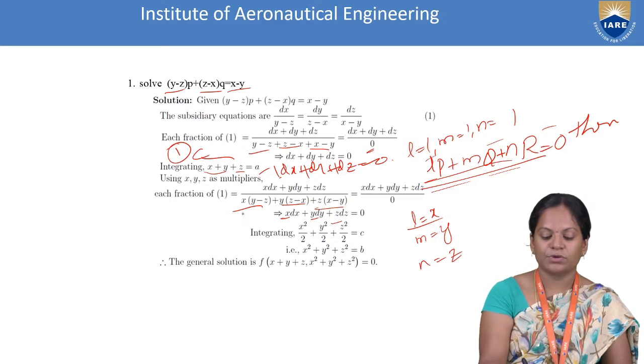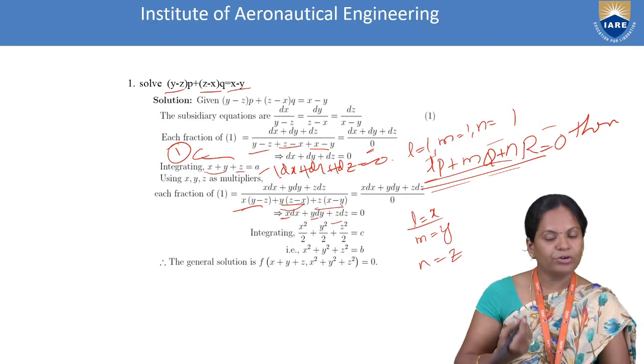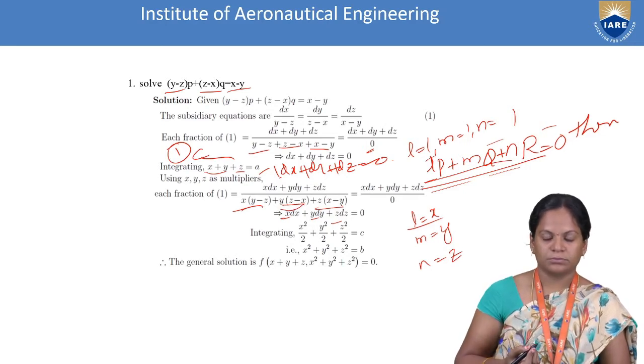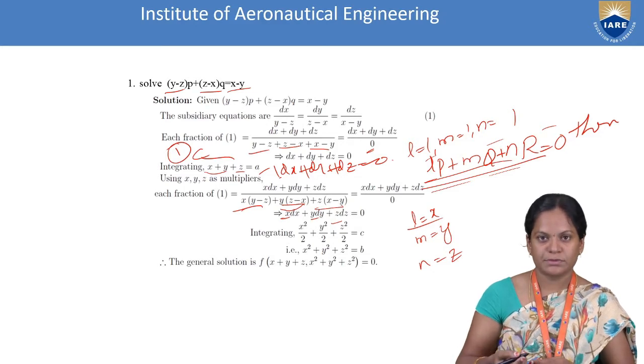If we take x into y minus z, xy here and y into x here, so plus xy minus xy will get cancelled. So the denominator value will get 0. So we got here LP plus MQ plus NR equal to 0.